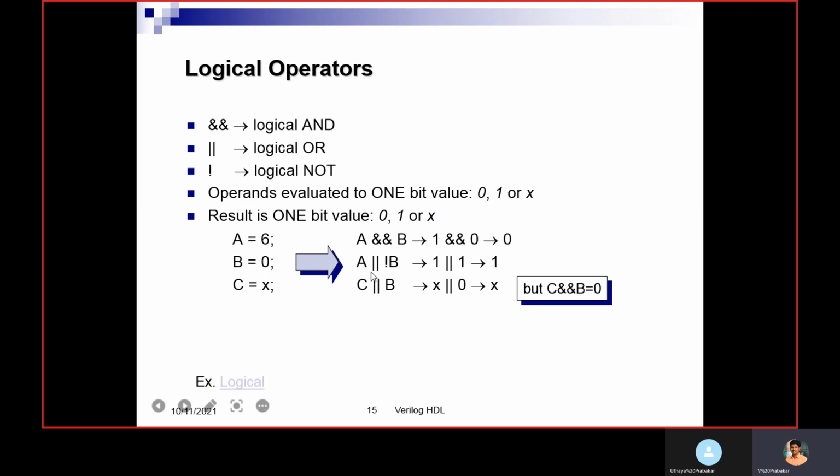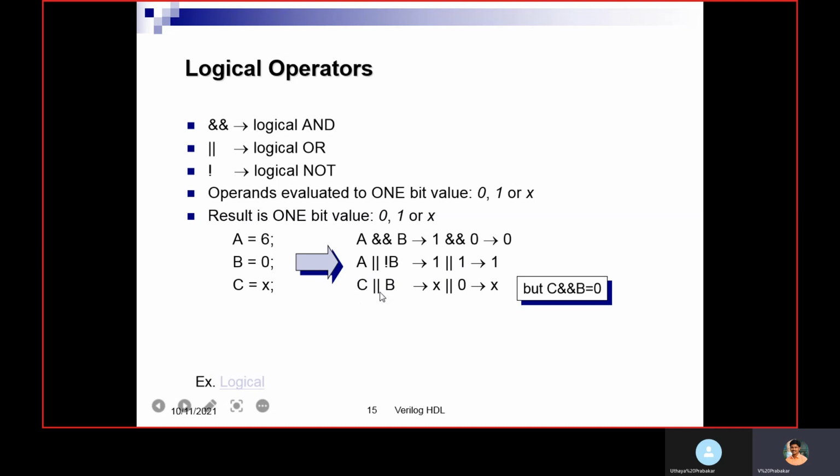A logical OR not of B. 0 is the B value. If you take NOT, it is 1. So 1 OR 1, you get 1.